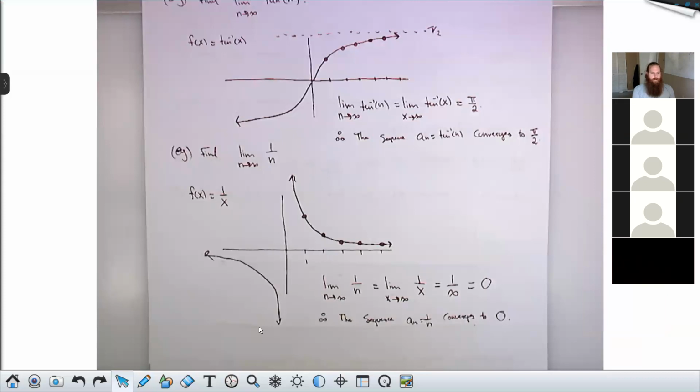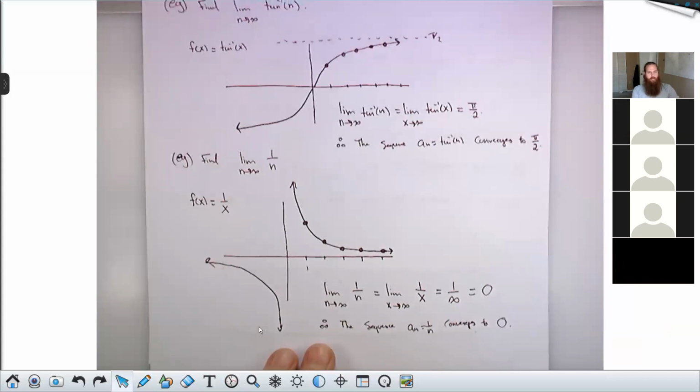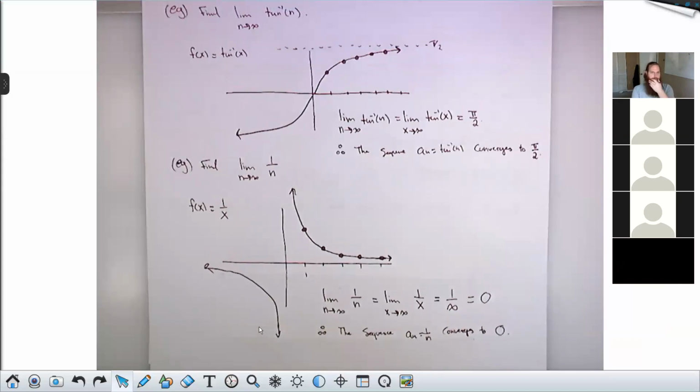Okay, any questions on either of these examples? Okay.